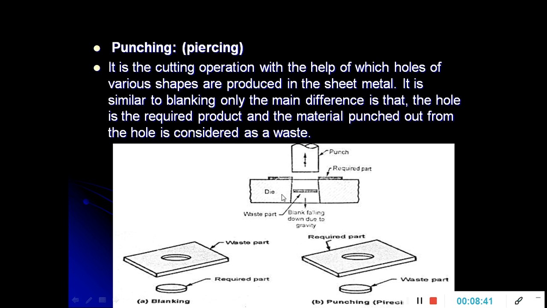Here it is also done in a way similar to the blanking operation. The punch is pressed against the sheet metal, and the removed part is the waste part, and the hole produced in the component is the required part, which is known as a punching or piercing operation.